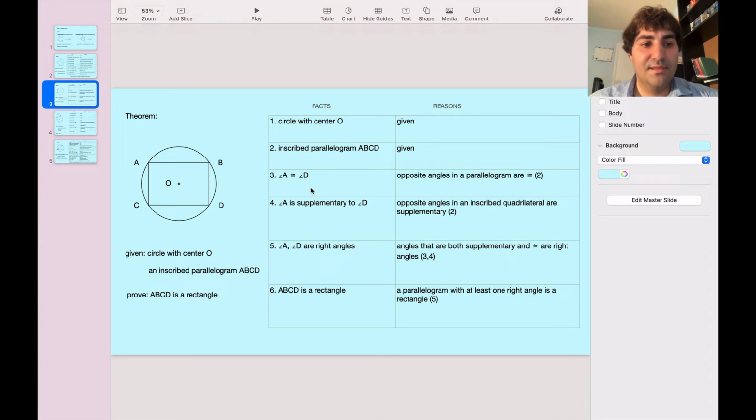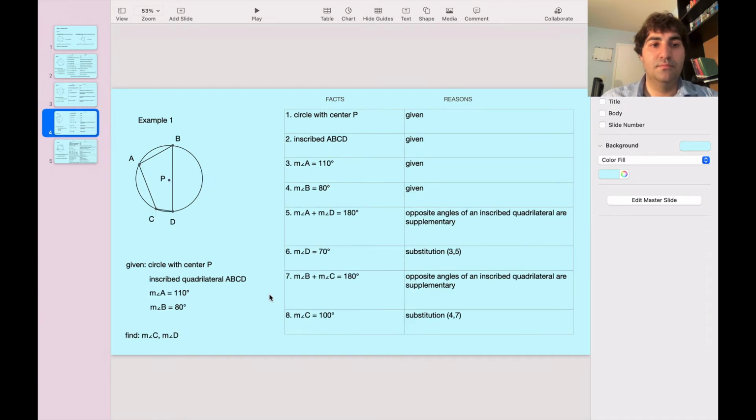Okay, so the next theorem. We're given a circle center O, an inscribed parallelogram ABCD. Prove that ABCD is a rectangle. So write down what we know. We know that angle A is congruent to angle D because opposite angles in a parallelogram are congruent. We also know that angle A is supplementary to angle D because opposite angles in an inscribed quadrilateral are supplementary. That was the last theorem we just showed. So we know angles that are both supplementary and congruent are right angles. So angle A and angle D are right angles. And a parallelogram with at least one right angle is a rectangle. So ABCD is a rectangle.